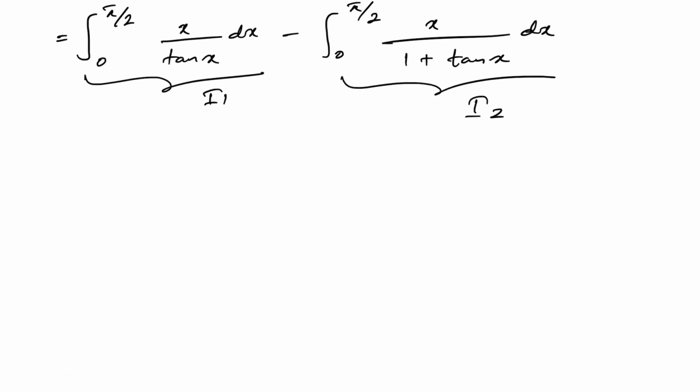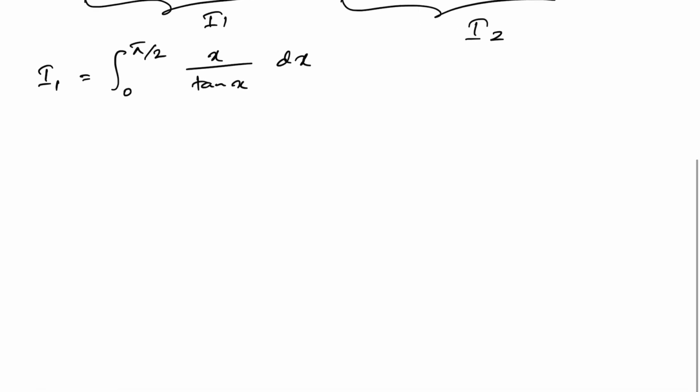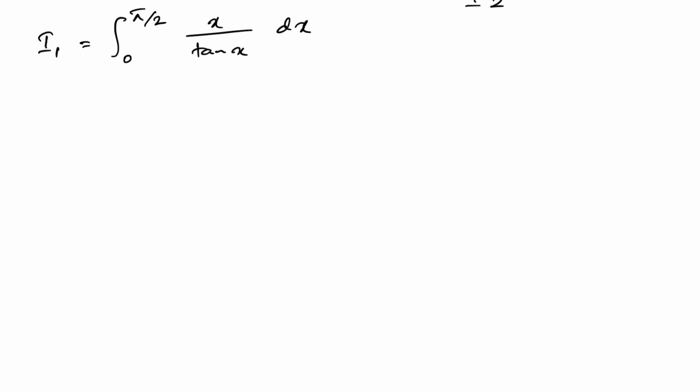So I1: we have the integral from 0 to pi over 2 of x over tan of x dx. Let's solve this integral first. We have x, and 1 over tan of x we know is cotangent of x. So x times cotangent of x dx. Then we know we can solve this integral by the parts method.